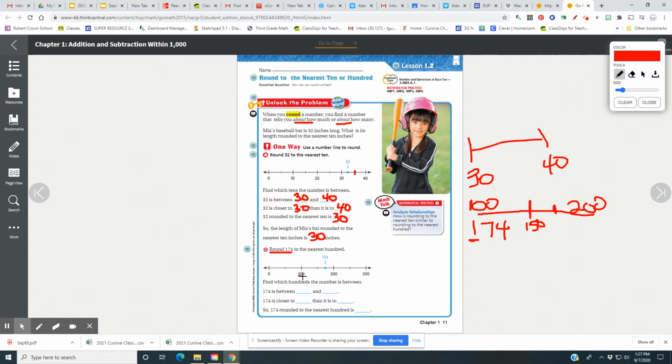And so there's the 100, there's the 200. This is right in the middle, which is 150. So 174 is in between 100 and 200. 174 is closer to 200 than 100. So 174 rounded to the nearest 100 is 200.